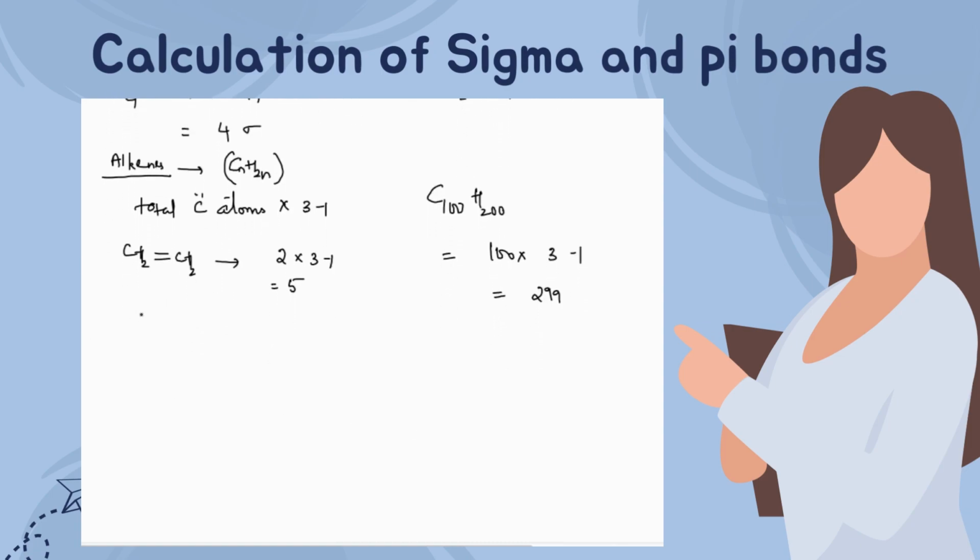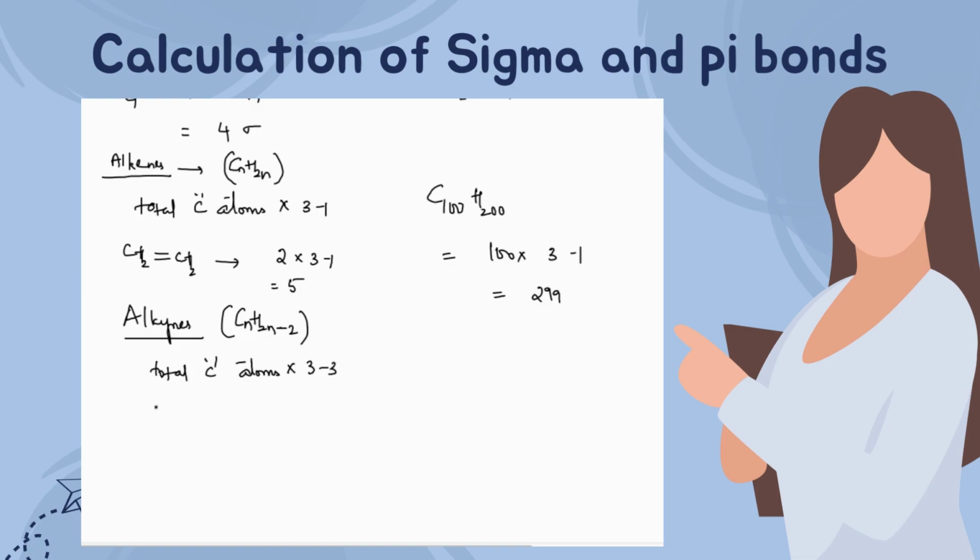Similarly, when you calculate for alkynes, whose general formula is CnH2n minus 2, you can guess the formula by this time. It is total carbon atoms into 3 minus 3.